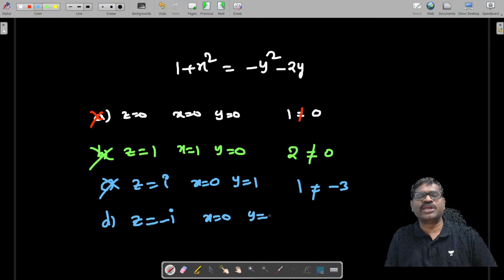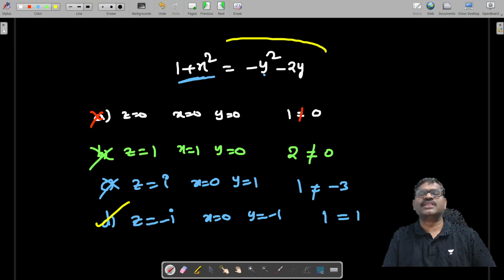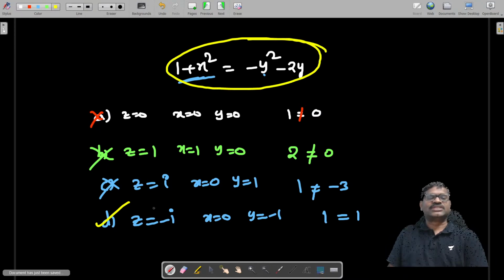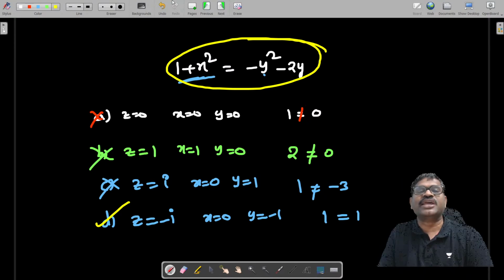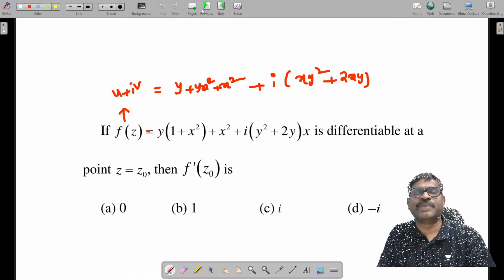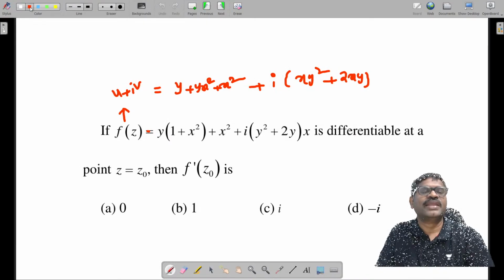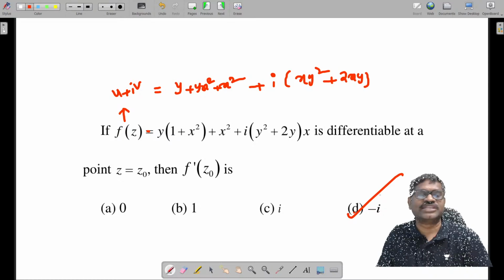x equal to 0, y equal to minus 1. Put x equal to 0 here, 1. Put y equal to minus 1 here. Minus 1 plus 2, 1. 1 equal to 1. The last option is satisfying the other CR equation. LHS equal to RHS by substituting z equal to minus i. At z equal to minus i, the function is differentiable.